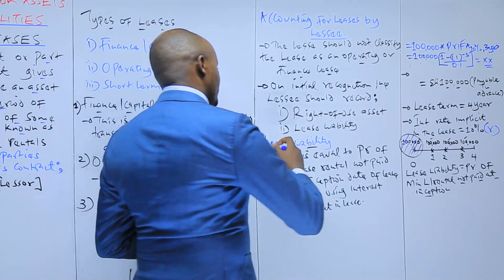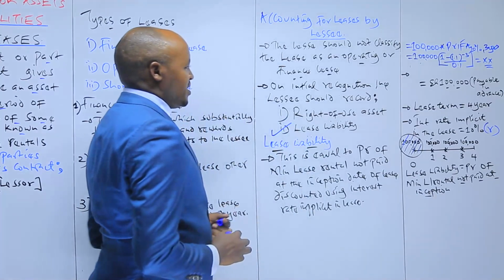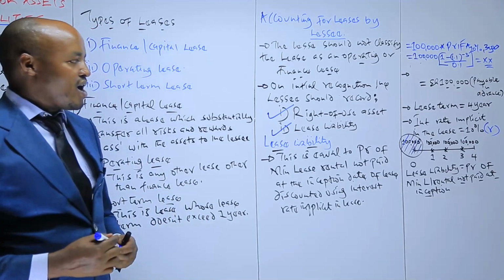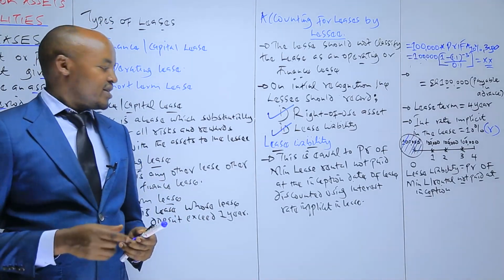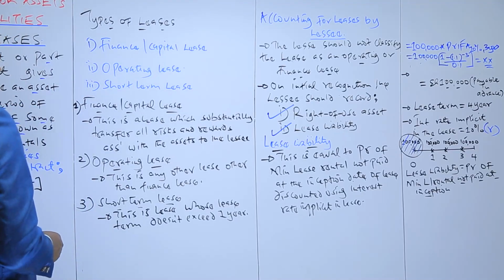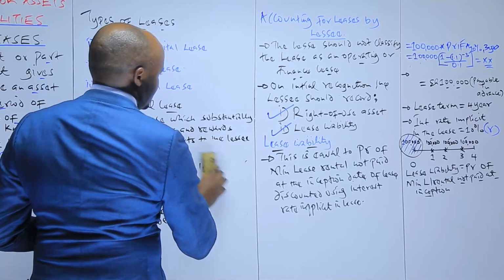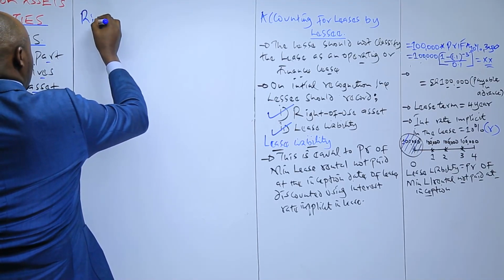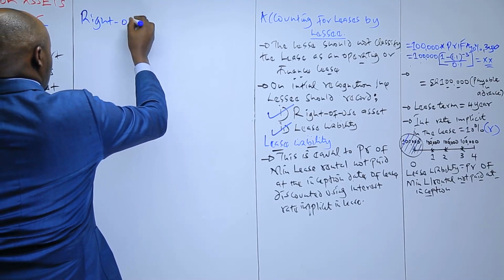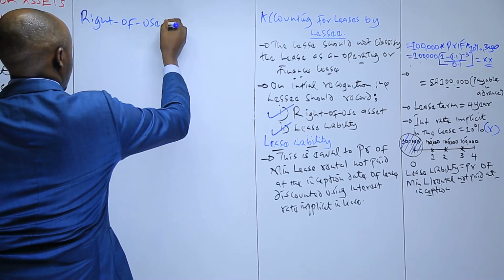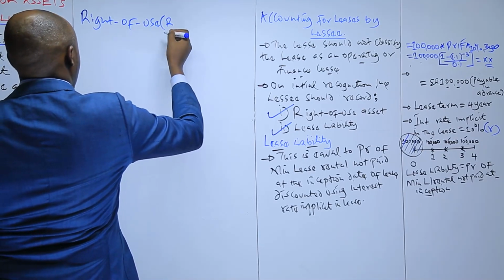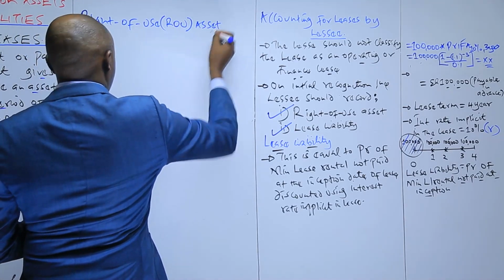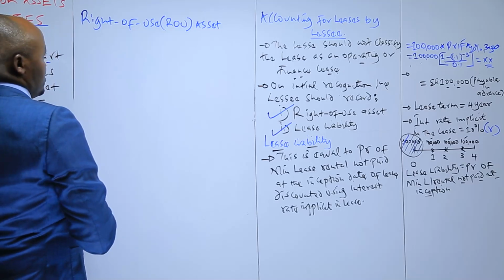Remember, we have looked at how we determine the lease liability. So next I want us to look at how we determine the value of the right of use asset. So let's look at how we determine that. The right of use asset, abbreviated as ROU.